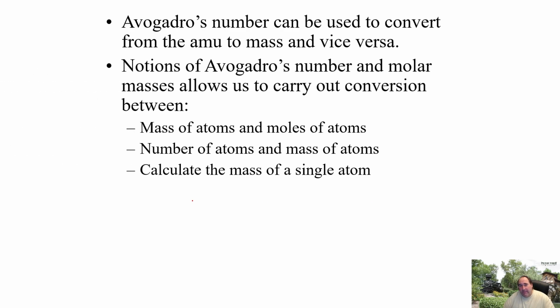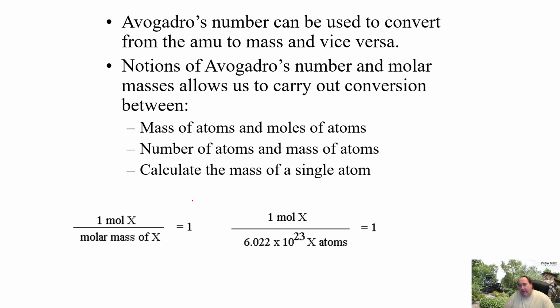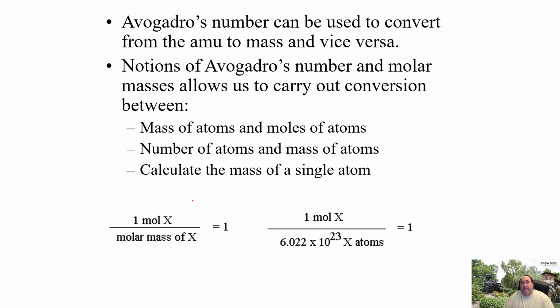So Avogadro's number and also molar mass can be used really as conversion factors. We can get the mass of atoms and moles of atoms using Avogadro's number. I can also calculate the mass of a single atom. Once again, the key thing that we talked about: Avogadro's number should only be used when we have something to do with atoms or molecules. Again, do not use it in all situations.